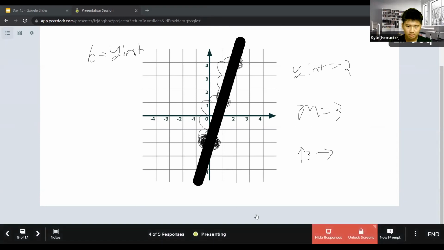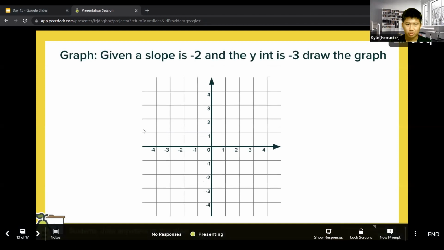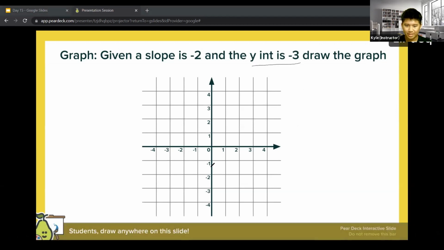Let me clear this. Let's do one more equation. Let's do one more problem. So again, remember, y-intercept is -3. So you gotta make sure you go on the y-intercept. Well, sorry, the y-axis. So this is the y-axis, this is the x-axis again. Make sure you find -3 on the graph and put a dot on it.